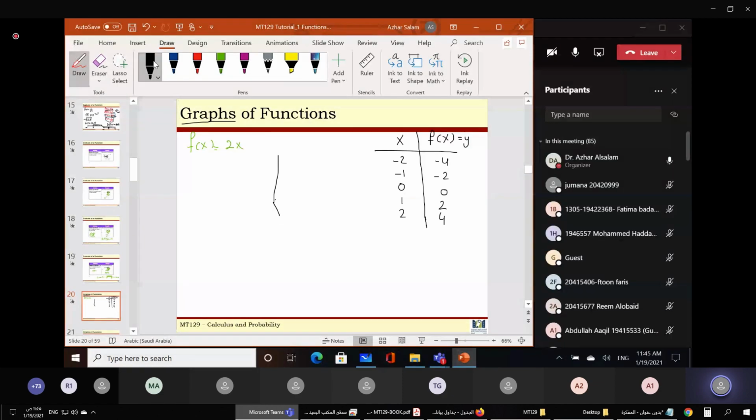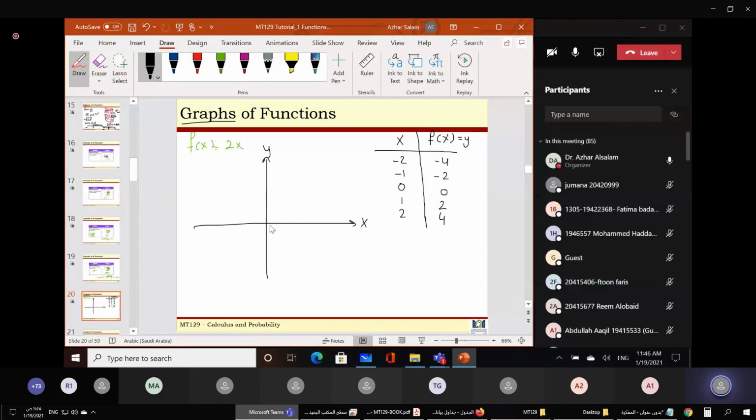Sorry, here. Just draw a y-axis and x-axis like that. Okay, here will be the y-axis, the value of y on this axis, and the value of x on this axis. I will represent the x values on this axis and the y values on this axis, y-axis, x-axis. Okay?